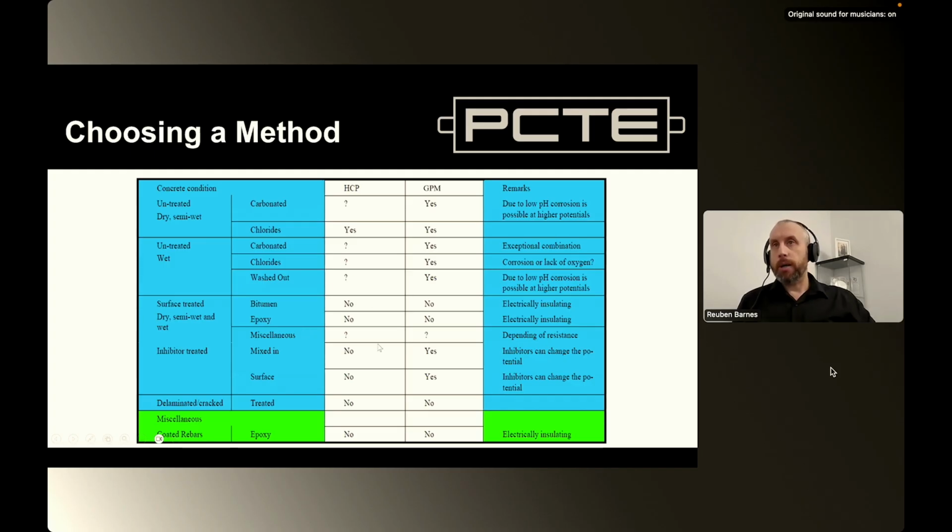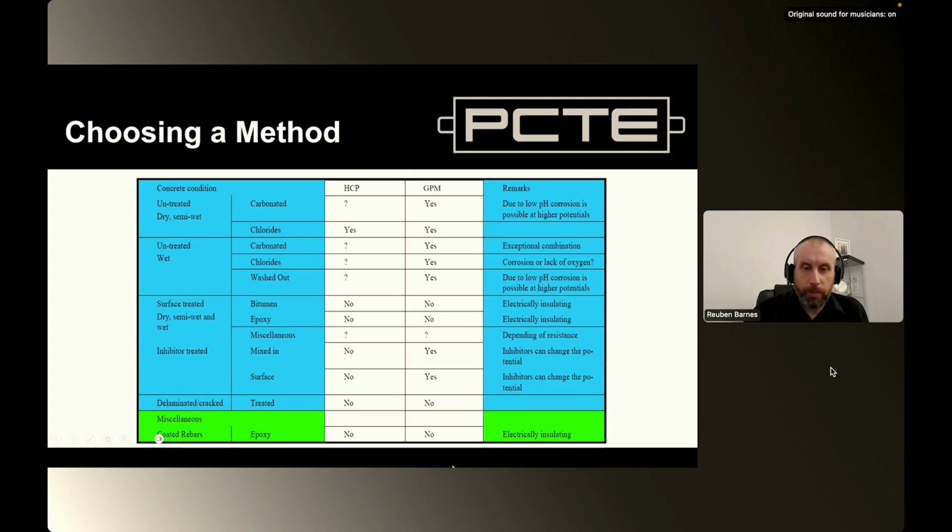Obviously, you might wonder which method I should use for different types of scenarios. Obviously, we go out to a lot of different structures to look at them and try to figure things out. They might have a treatment, they might be untreated, they could be wet, they could be dry, there could be inhibitors, there could be cracking, delamination. We could have different types of reinforcing. This table here gives you a really good understanding of which methods would be the strongest and which ones.